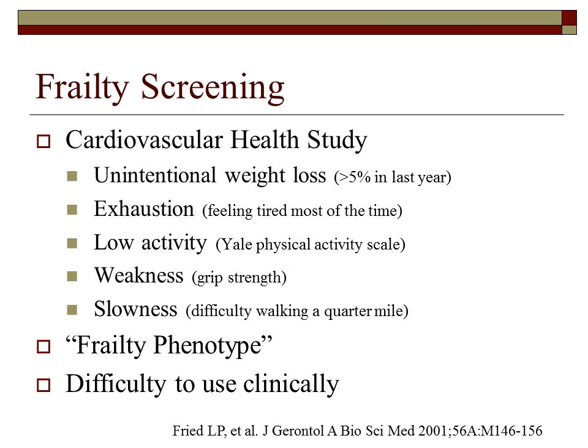A low score on the Yale Physical Activity Scale, poor grip strength, measured with a dynamometer, and slowness, difficulty walking a quarter mile. And she termed that if a person had 3 or more of these, that indicated the person had what she called a frailty phenotype.